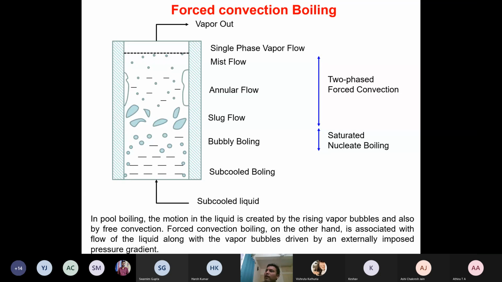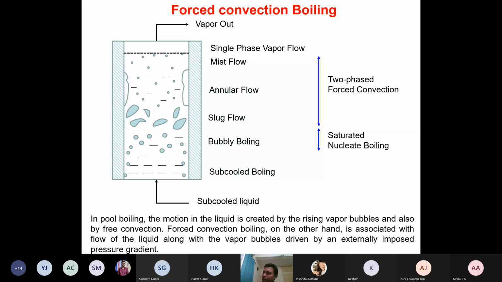Okay, when in addition to the boiling there is also a flow of the liquid taking place because of the external pressure applied there. Okay, is it clear to all?